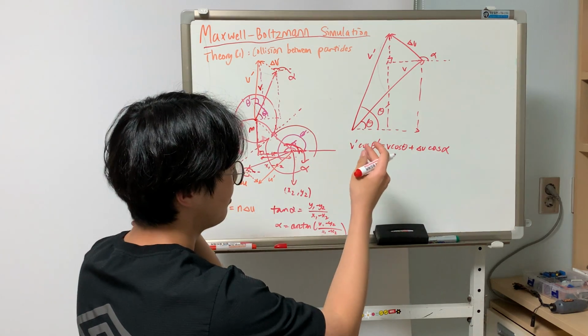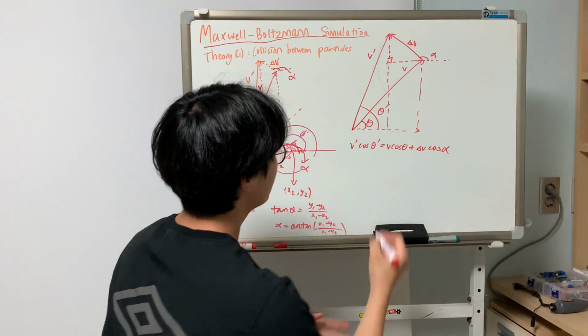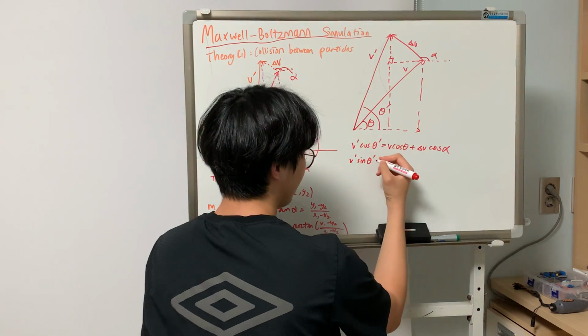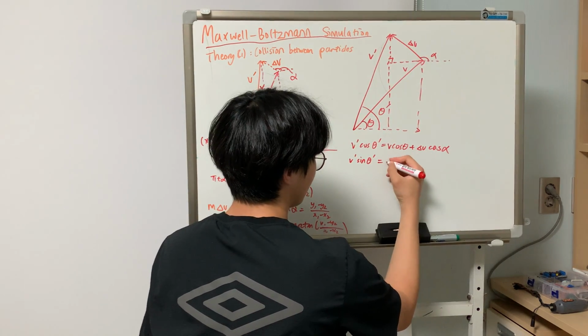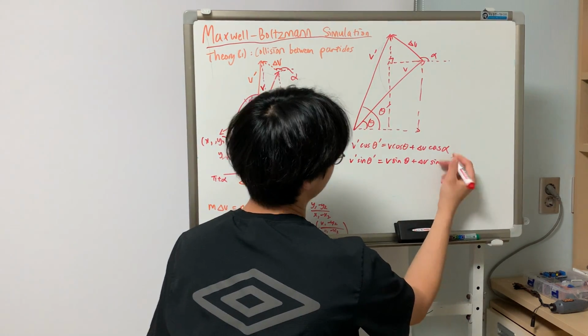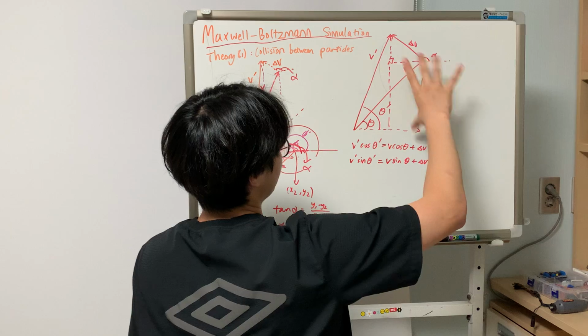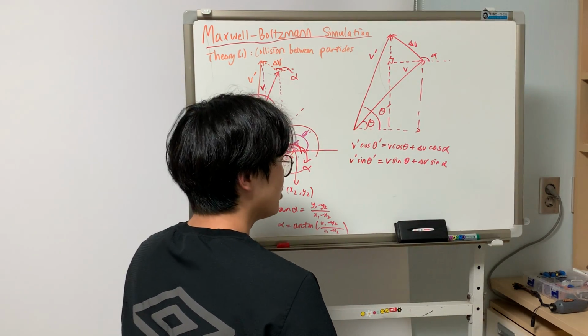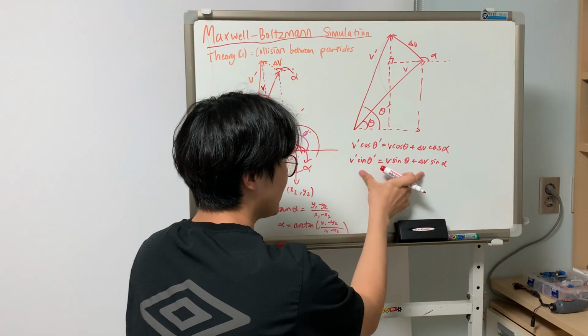I can't do anything more from this point, but we also have the vertical plane, and that's going to have the same relationship. v prime sine theta prime is equal to v sine theta plus delta v sine alpha. That here is going to be that plus that. Same thing. Now what we could do is square both sides and add them up.